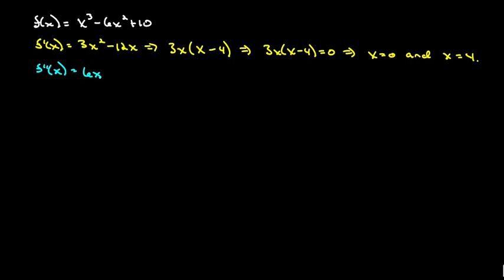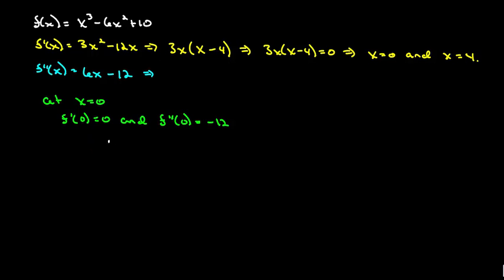Well, that is 6x minus 12. And we're going to take a look at it at these two values and see what happens. So at x equals 0, we have the following. We have f prime of 0 is 0, and f double prime at 0 is negative 12. We took this and plugged it into here. Well, that tells us the following.